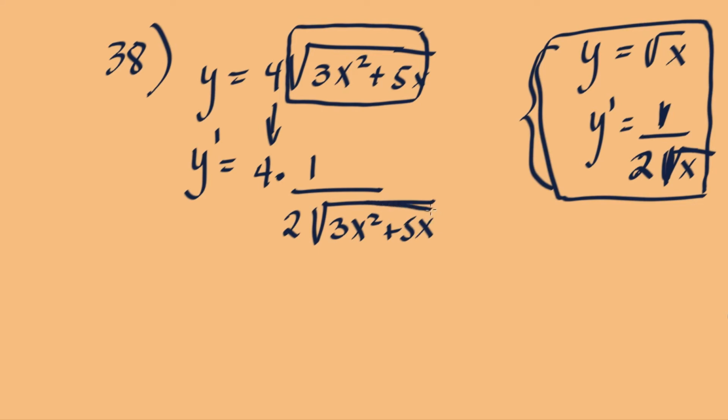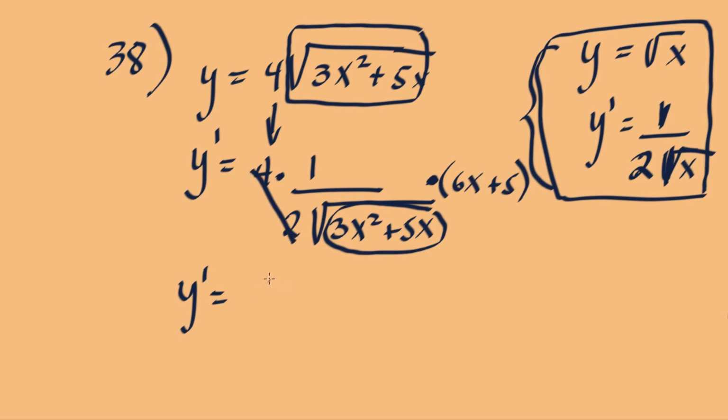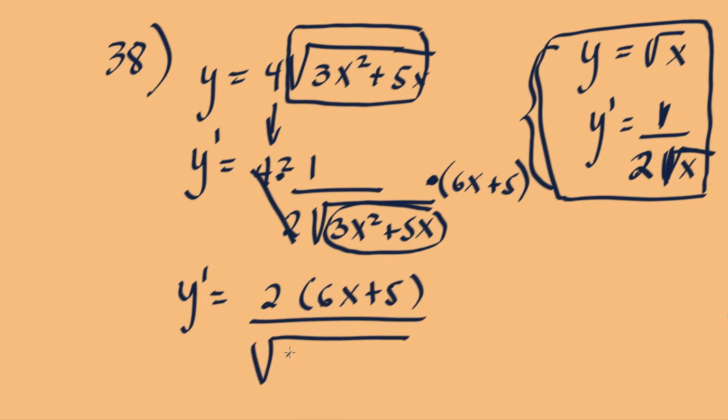Now, because this is no longer plain x, we have to make a chain rule out of this. Meaning you have to multiply what we have right now by the derivative of 3x squared plus 5x, which is 6x plus 5. So now our derivative is going to be 2 times that 6x plus 5 over the square root of 3x squared plus 5x.